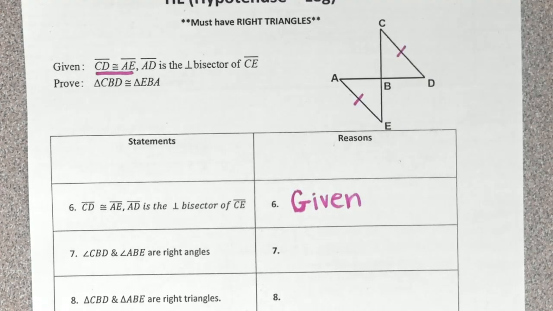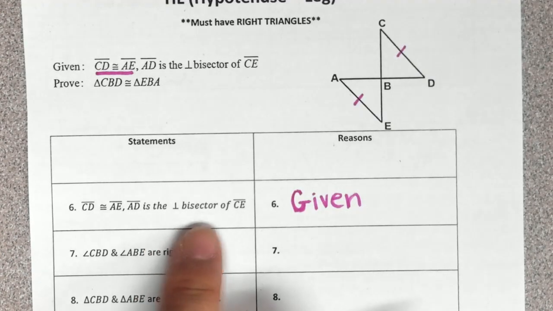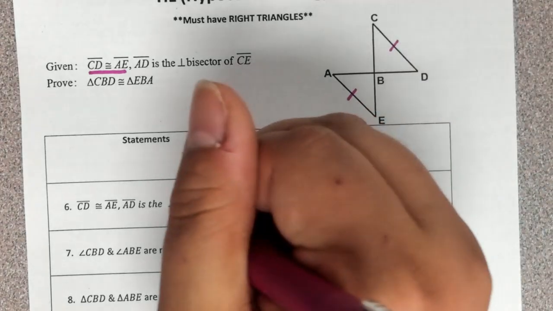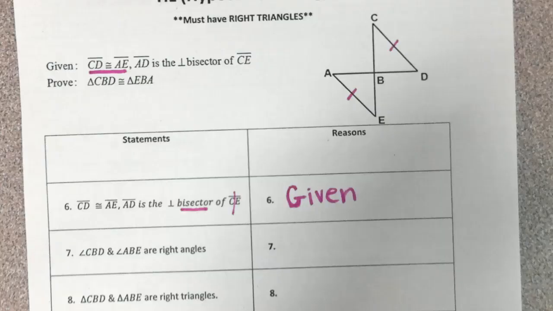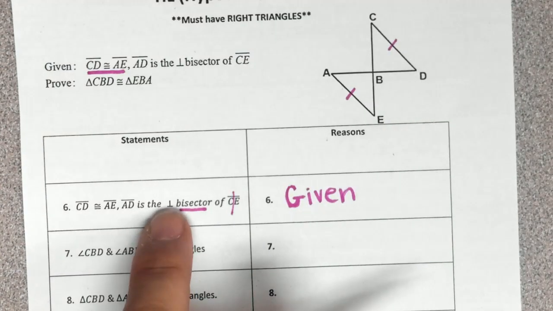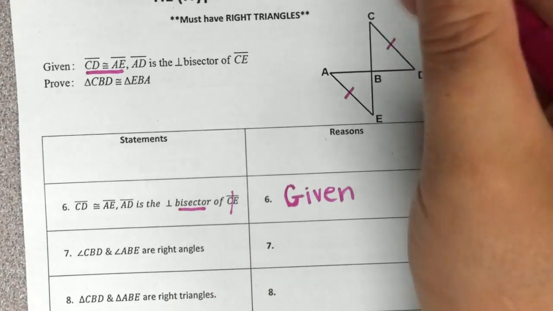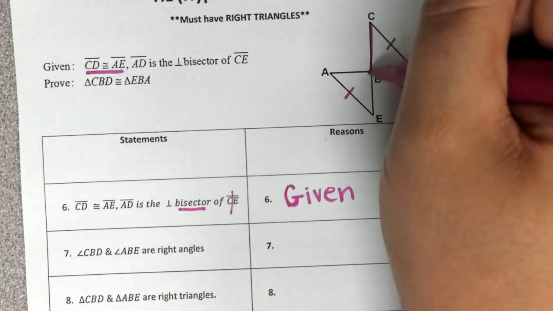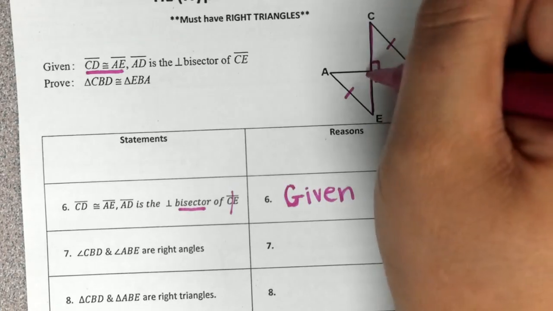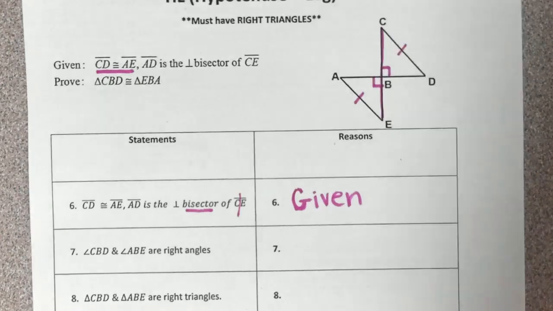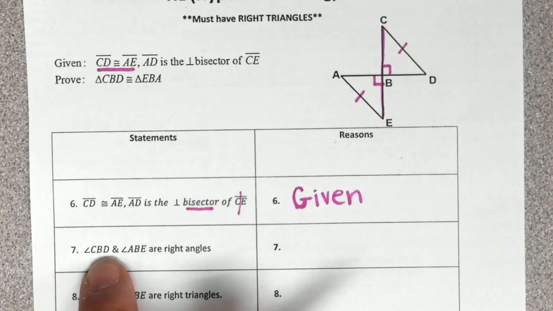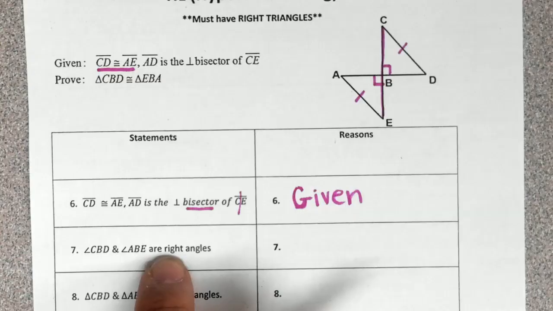Next, it tells us AD is the perpendicular bisector of CE. What does bisector mean? Splits in half. It's going to split CE in half. What does this symbol right here mean? Perpendicular means what? So I'm going to add a 90 degrees. It's going to split CE in half and add a 90 degrees right there. So angle CBD and angle ABE are right angles.